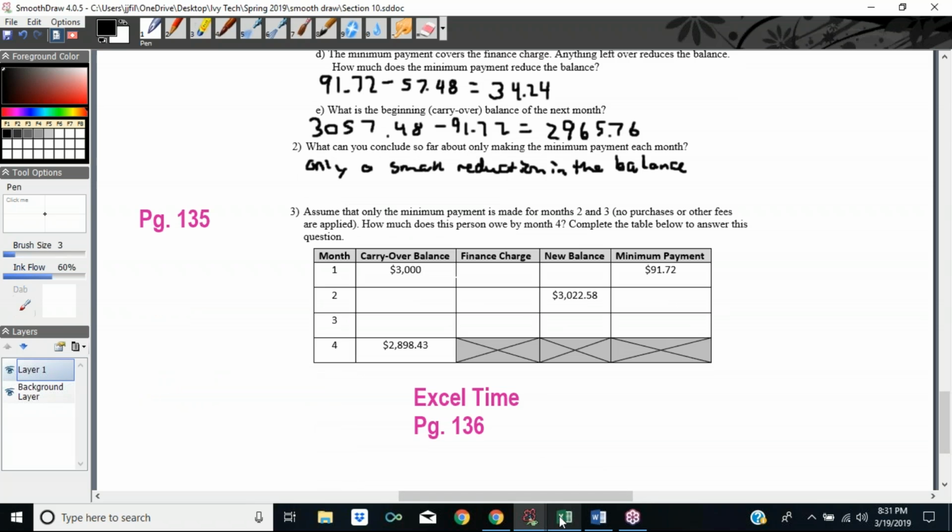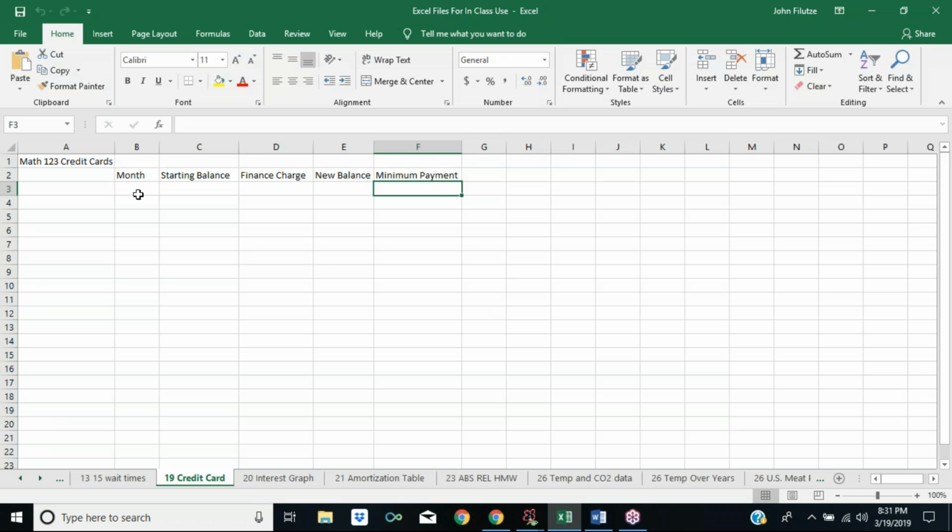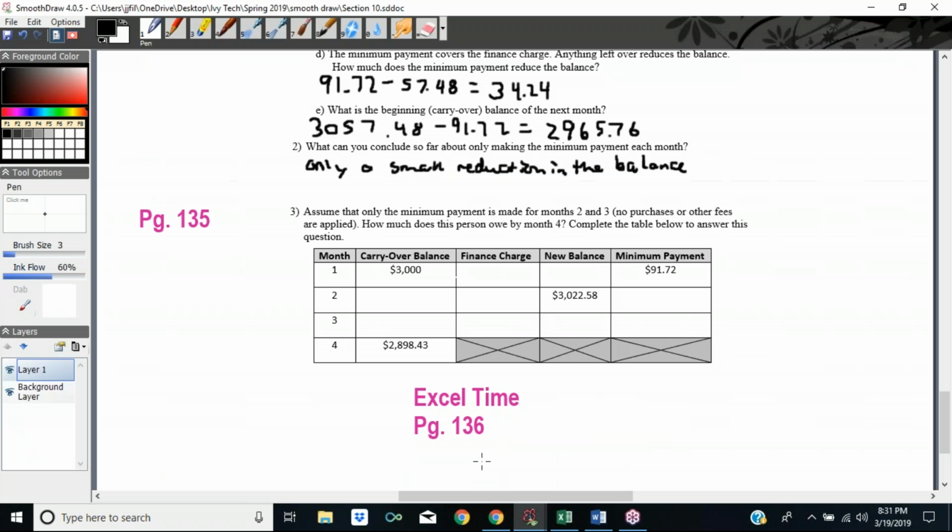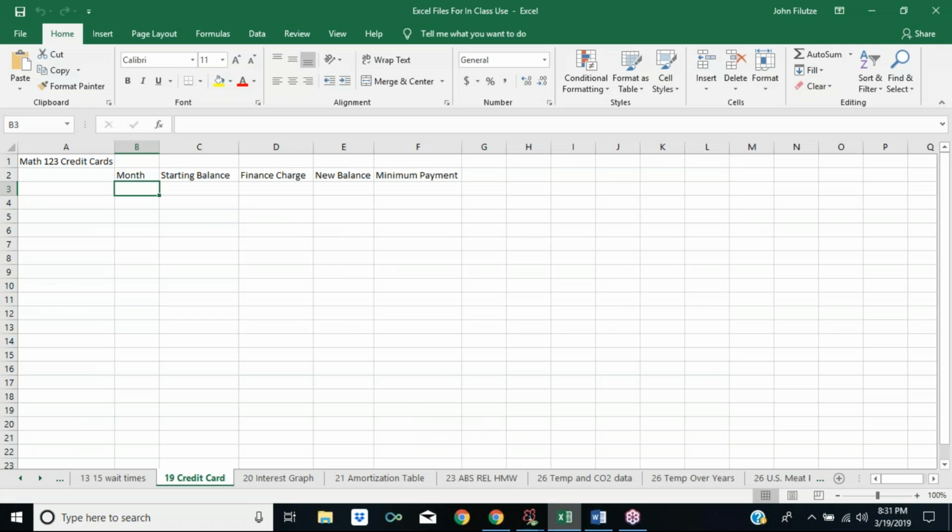So on the next page, it asks us to fill in this chart. And so what I'm going to do is pull up Excel and show you how to do it in Excel. So month one, $3,000. Okay. I'm going to try and do this quickly because I have limited time here. So the way I do my months is I do 1, and I do the next one as a formula, equals the previous one plus 1. And then I can just pull it down. Okay. Starting balance, $3,000.